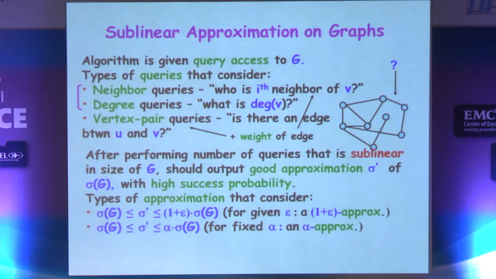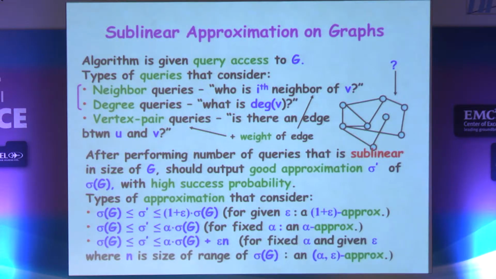And the third type of approximation seems a little less standard. We'll see when I talk about a particular problem. You'll see why it's a natural one. We'll allow both a multiplicative estimate and also an additive estimate, and the additive estimate depends on the range of the parameter, and we'll see why this is meaningful in various contexts.